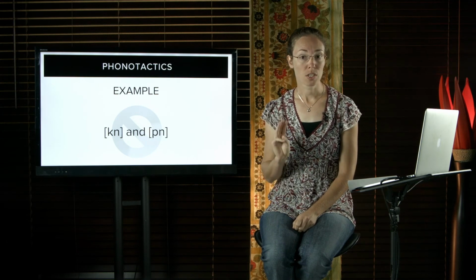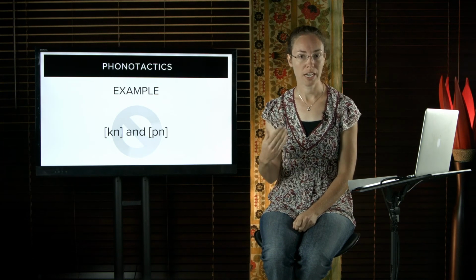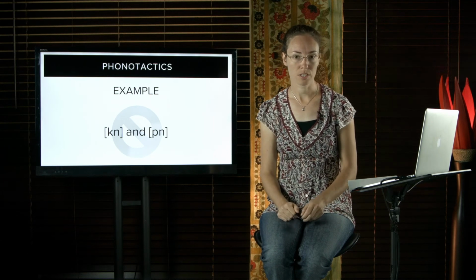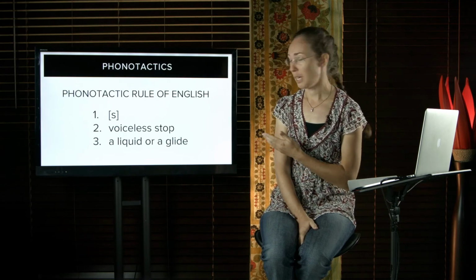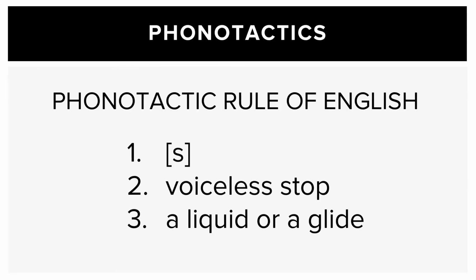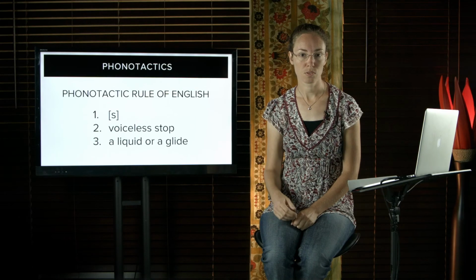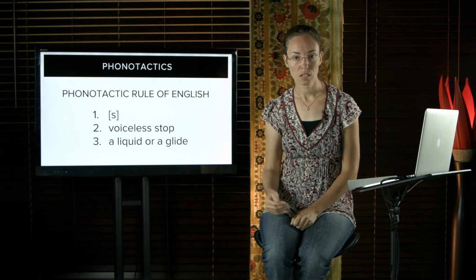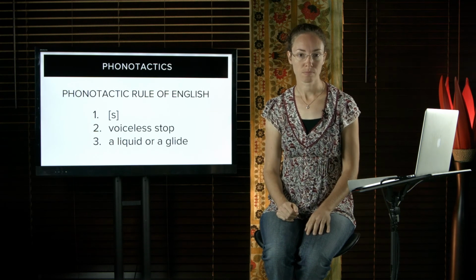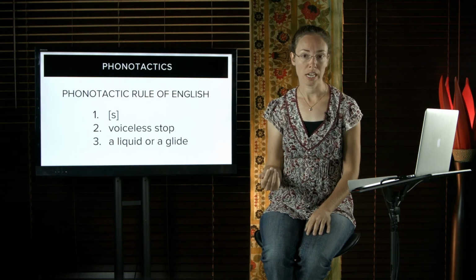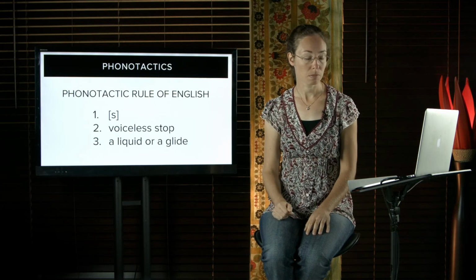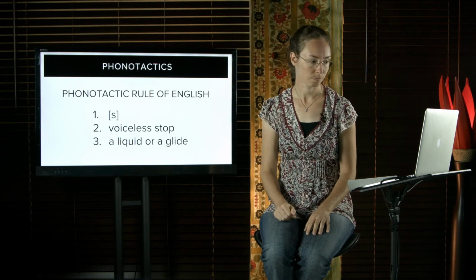English also allows 3 consonants in onsets, but again, not just any combination of 3 consonants. In fact, the first one will always have to be s. The second one must be a voiceless stop, and the third one must be a liquid or glide. For example, strike or splayed. This is a phonotactic rule of English. English doesn't allow onsets with more than 3 consonants, but there are languages that do.